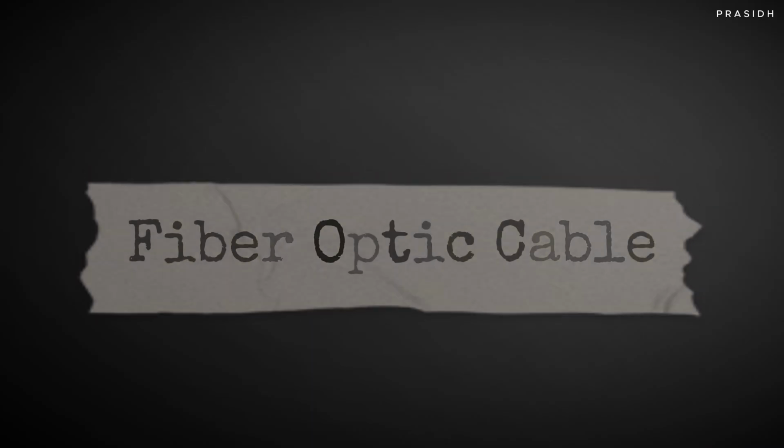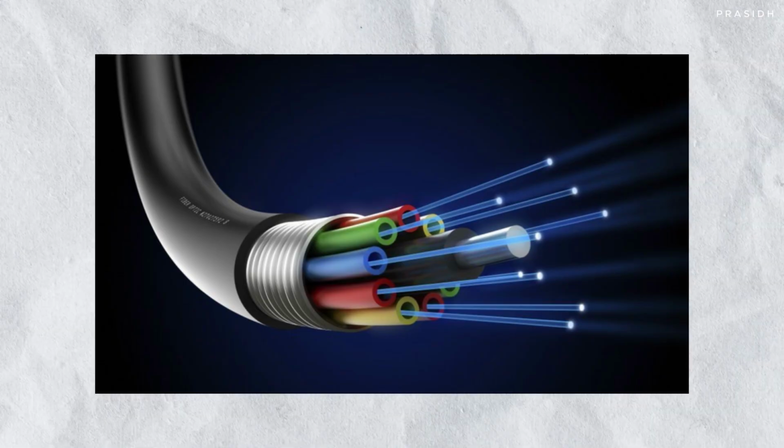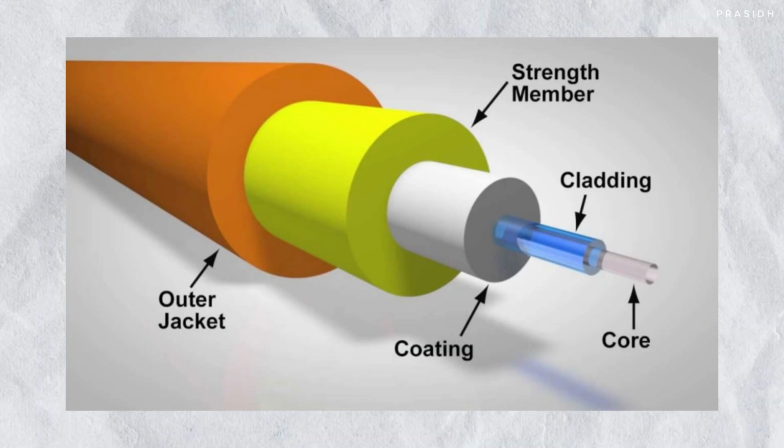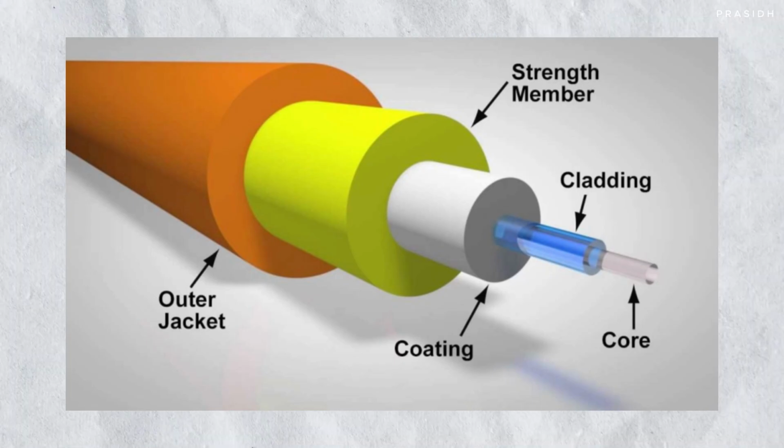Fiber optic cable. Then we have the superstar of modern networking, fiber optic cable. Instead of carrying electrical signals, fiber carries data as light through glass strands thinner than a hair. This gives it insane speed and the ability to carry data over kilometers without losing quality. That's why ISPs and enterprises use fiber for backbone connections between cities and even under the ocean.